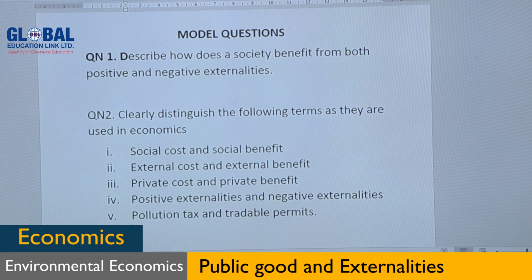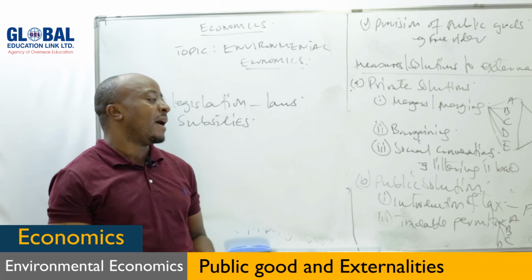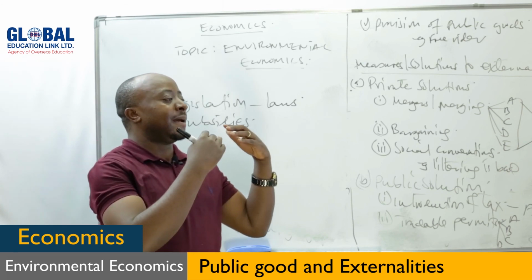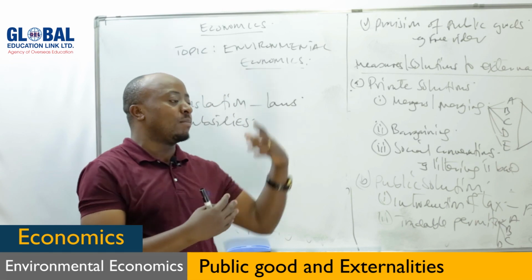The second question: clearly distinguish the following terms as they are used in economics. It means you have to distinguish these terms. Number one, social cost and social benefit. The second, external cost and external benefit. The third, private cost and private benefit. The fourth, positive externalities and negative externalities. And the last one, pollution tax and tradable permit. So try to go through these questions and get those answers from different books and from the knowledge you get from the class.